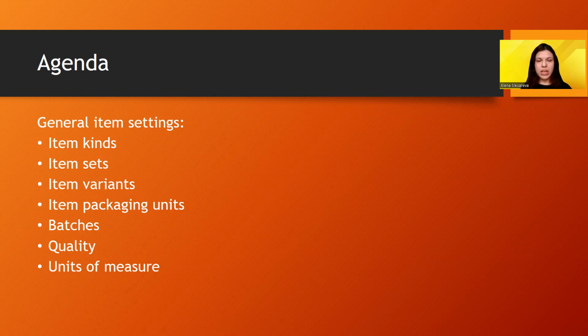That's it. Today, we've covered the main item settings you can set up on the system level. Now you know how to enable item kinds, sets, variants, batches, packaging units, quality, how to set up units of measure, and even how to enable duplicate control. Once again, these are the main system settings. There are other settings we can set up for item kinds, but we will talk about them in our next video.